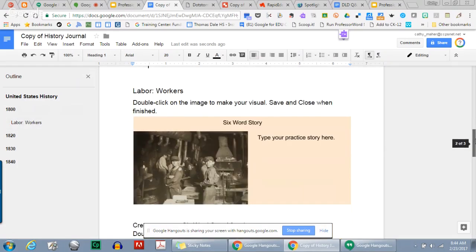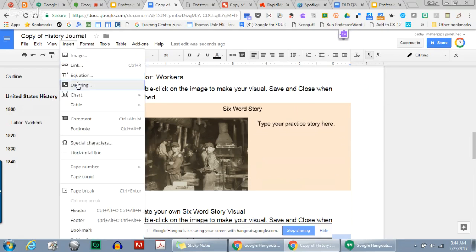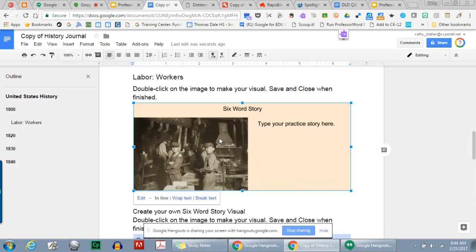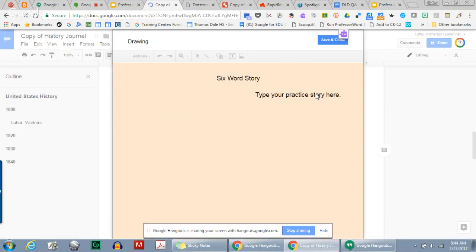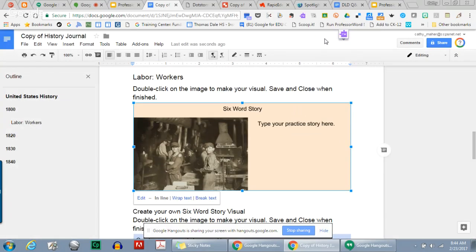And here, this image is our practice story. So how did I do this with the image? And then I can have my text next to the image. I inserted a Google drawing. So it's called Insert Drawing. And now that I have it in my template, I can double click on it. I can write my practice story here. Once I'm done writing my story, I save and close.